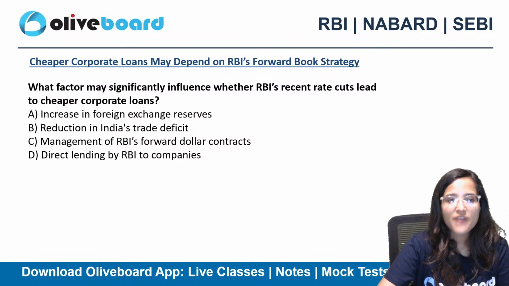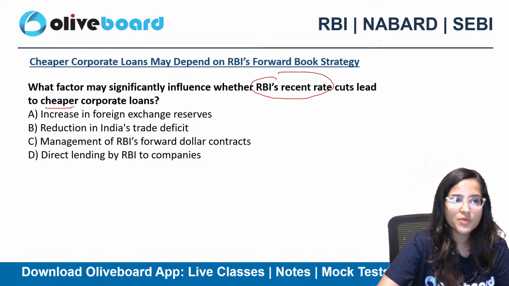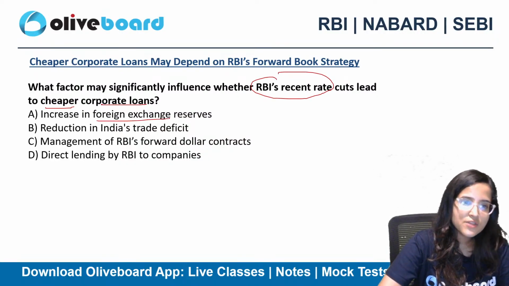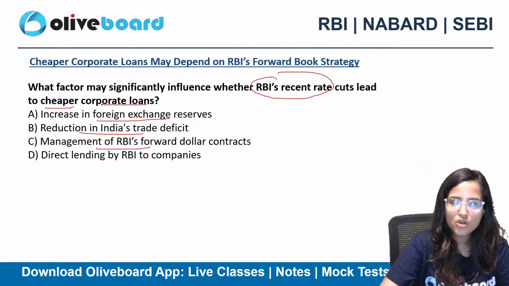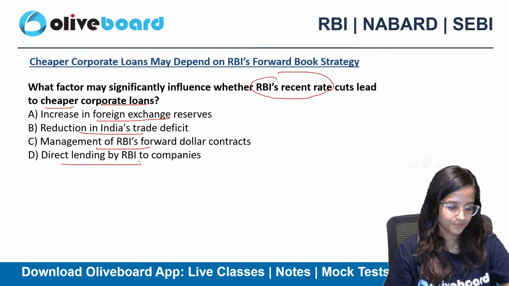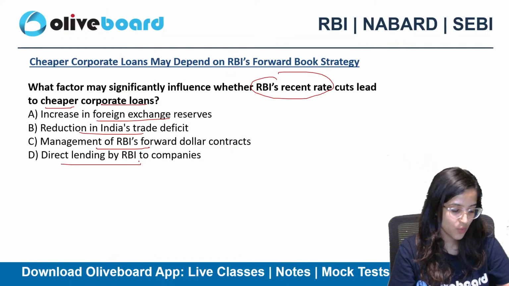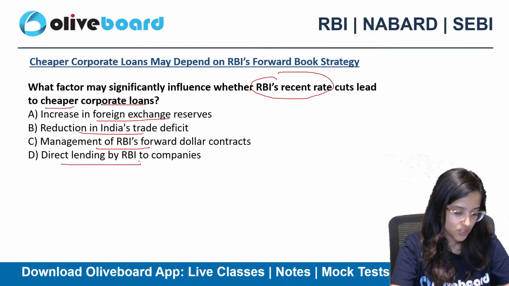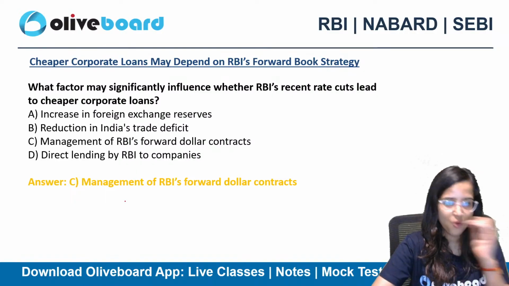ठीक है? So what factor may significantly influence whether RBI's recent rate cuts lead to cheaper corporate loans or not? Increase in foreign exchange reserves, reduction in India's trade deficit, management of RBI's forward dollar contracts, direct lending by RBI to companies. What is the answer? I want all of you to answer. Give me quick answers. I see many of you attending the class. So, give your answers as well. Okay. Right. So, management of RBI's forward dollar contracts.